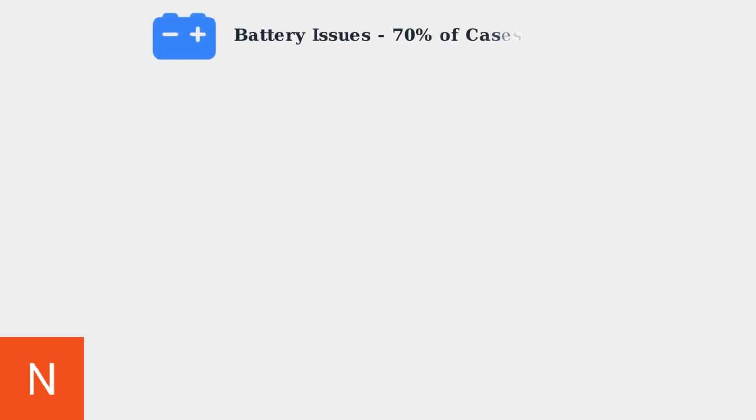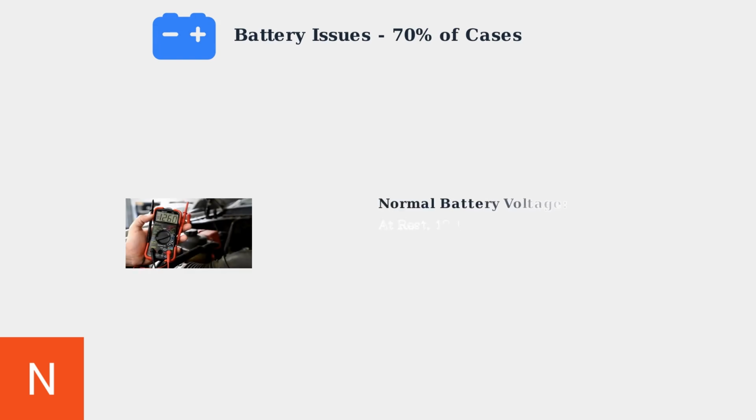The most common cause of flickering dashboard lights and no-start conditions is battery-related problems. Let's examine the specific issues you should check for. A weak or dead battery is the primary culprit. Your battery voltage should read 12.4 volts or higher at rest and maintain above 10.5 volts under load. If readings fall below these values, you found your problem.